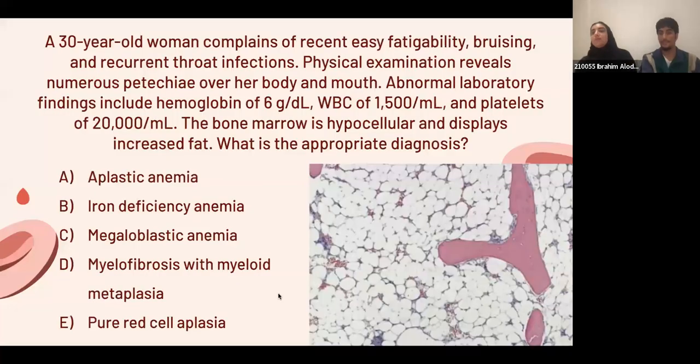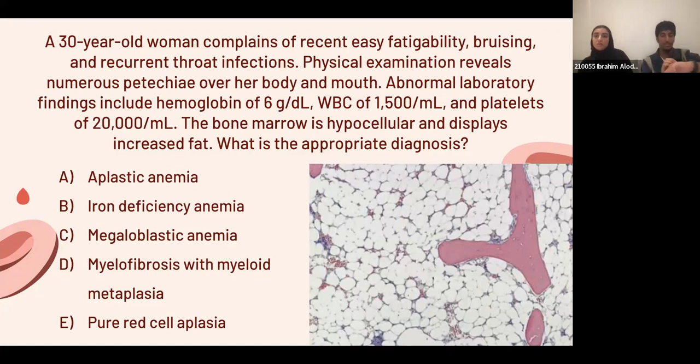All right. Okay. So a 30-year-old woman complains of recent easy fatigability, bruising, and recurrent throat infections. Physical examination reveals numerous petechiae over her body and mouth. Abnormal laboratory findings include hemoglobin of 6, WBC of 1,500, platelets of 20,000. The bone marrow is hypocellular and displays increased fat. What is the appropriate diagnosis?